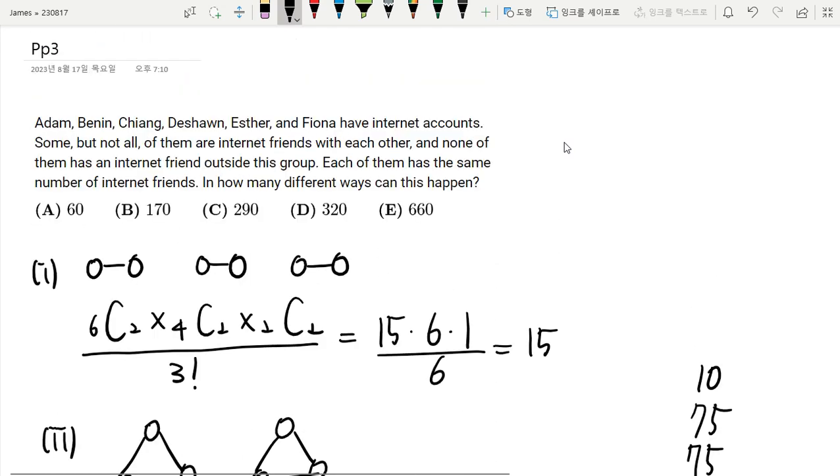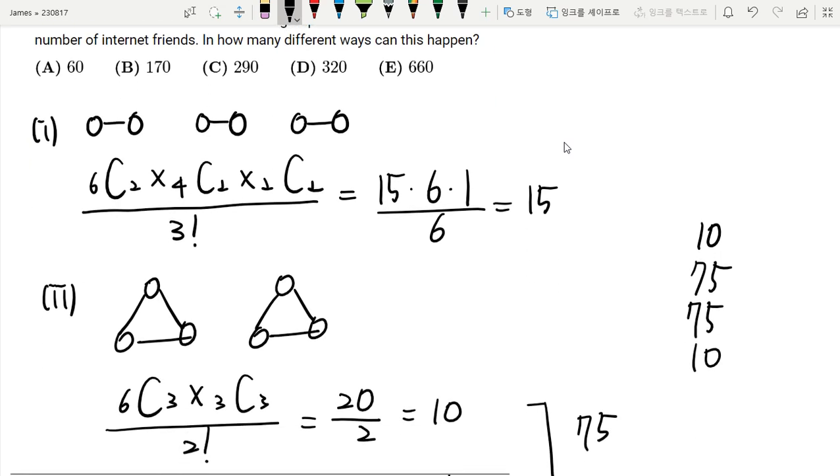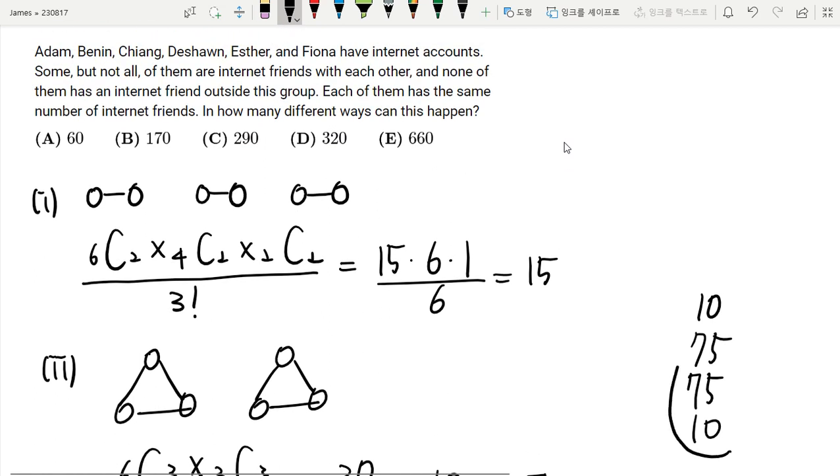And then because not all of them are internet friends, we don't have to make the case when five number of people are friends, when the total is six. So that means you can add these four numbers. So what's the sum of these four numbers?